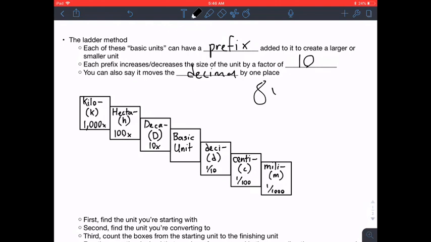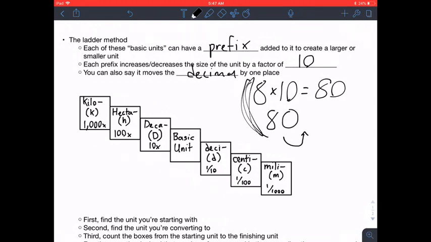If you have the number 8 and you multiply it by 10, that'll give you 80. But you could also think about that as 8 has a decimal right here. If we move that decimal one place, it now becomes the number 80. So, same thing. Same idea. Okay.